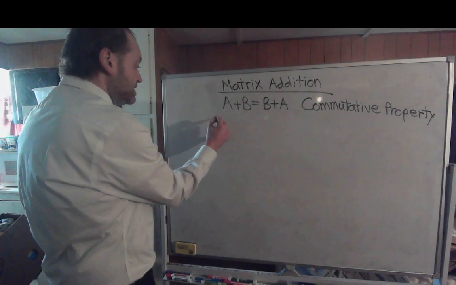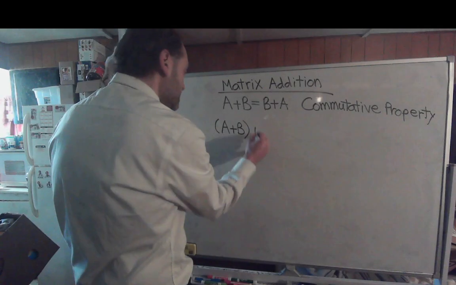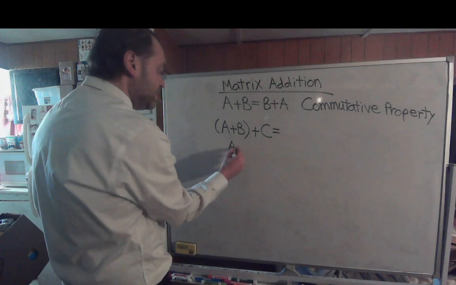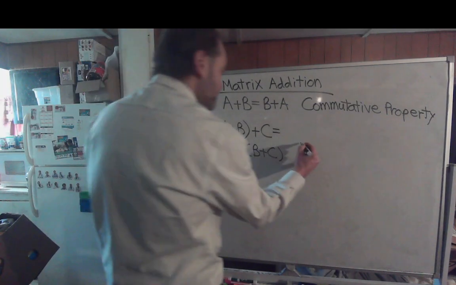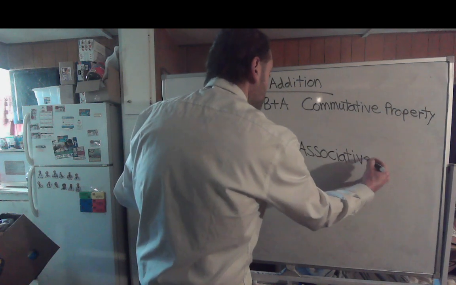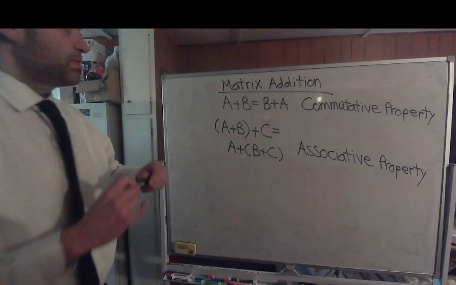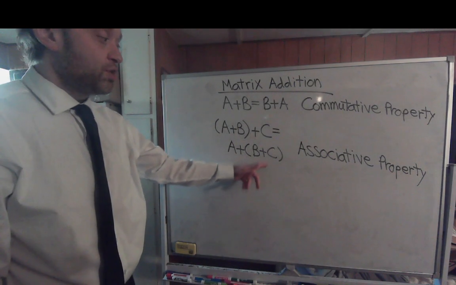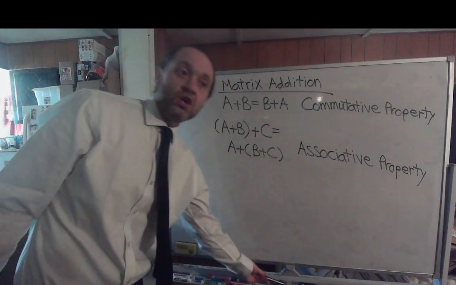Now let's say you had more than one matrix. So let's say I have matrix A plus matrix B in parentheses, plus a matrix C outside of that. Well, it would be no different than if I had matrix A on the outside this time plus matrix B plus C inside of parentheses. So matrix addition is also associative. Matrix addition is both commutative and associative because it wouldn't matter where you move the parentheses for the associative, and it doesn't matter what order you add the two matrices for the commutative. You'll get the exact same result every time.